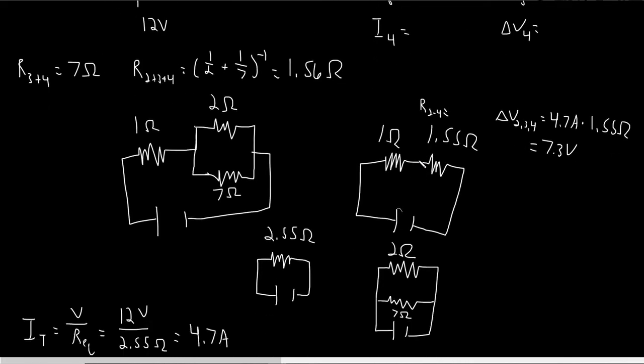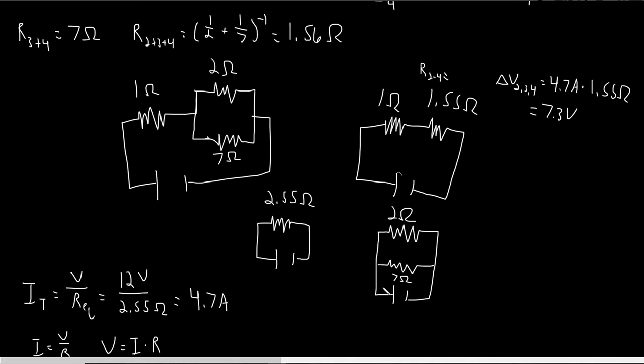So now I need to figure out, with 7.3 volts, the current going through this 2 ohm resistor. Let's just start with that one. That was resistor 2. So I know that current is equal to voltage over resistance. So I2, the voltage for 2 is 7.3 volts over 2 ohms.